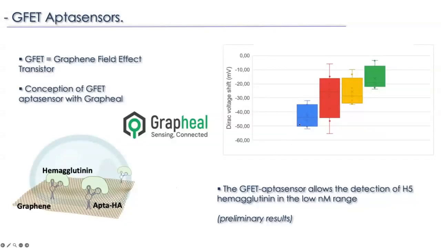What we see here is that the signal increases when the concentration of hemagglutinin increases. As I said, these are only preliminary results, but they are very promising, and we are able to detect hemagglutinin in the low nanomolar range.